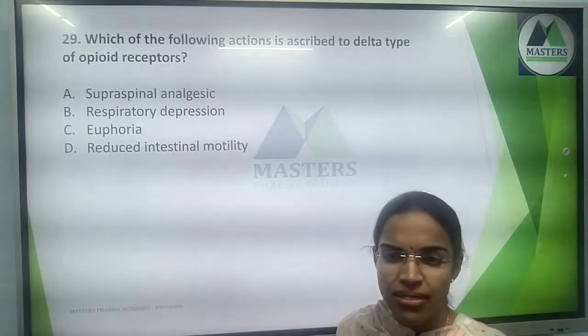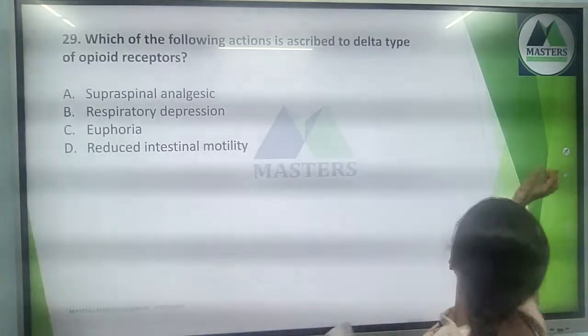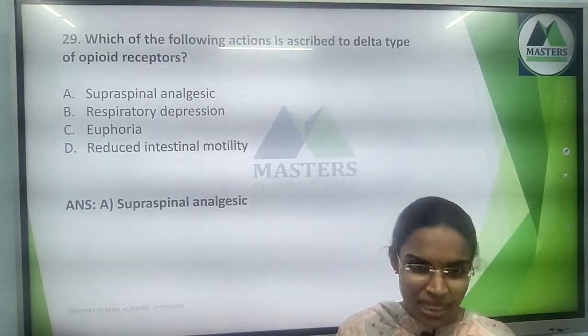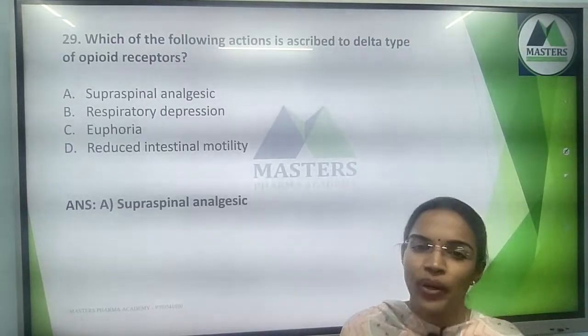I can see some answers. And the right answer is supraspinal analgesic. Yes, supraspinal analgesic. Very good.